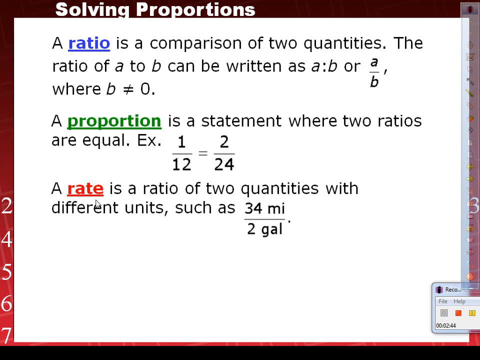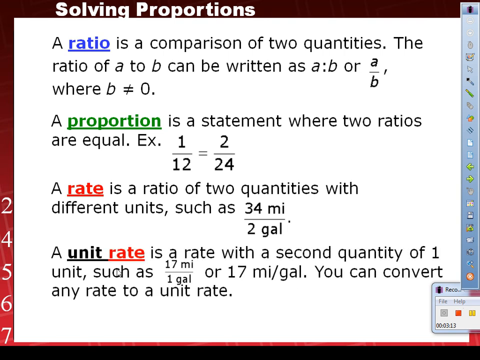And then from there we go to rate. A rate is a ratio of two quantities, but they have different units. Look at this one, miles per gallon. Who's heard also miles per hour? We have miles, which is distance, and hour, which is time. There are two different units. That's also a rate. However, look up. Can't we simplify 34 over 2? When you simplify it to lowest terms, where one of them becomes a 1, that's called a unit rate. Everybody got it? All right.